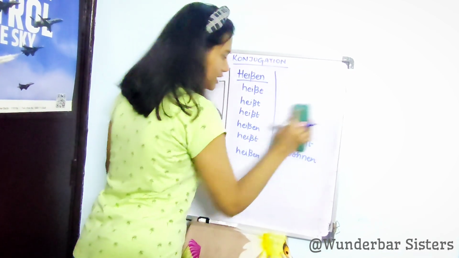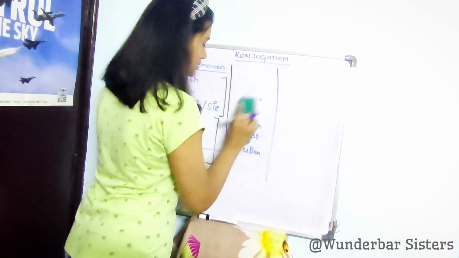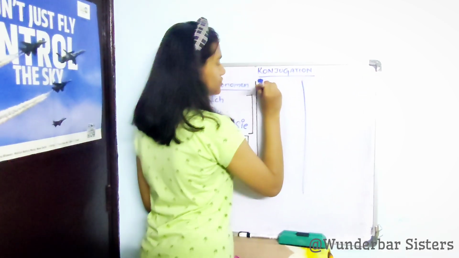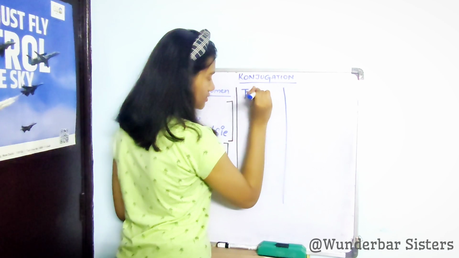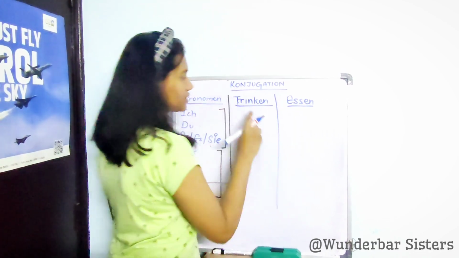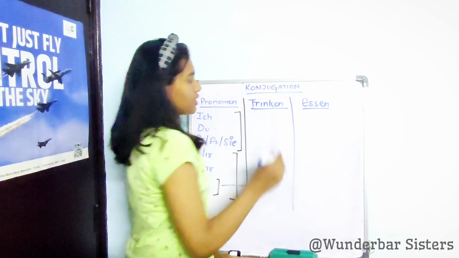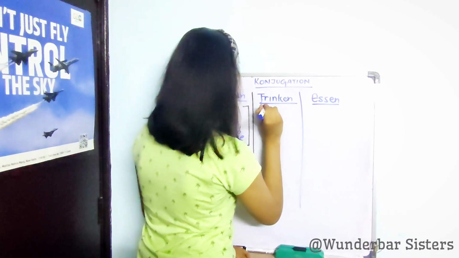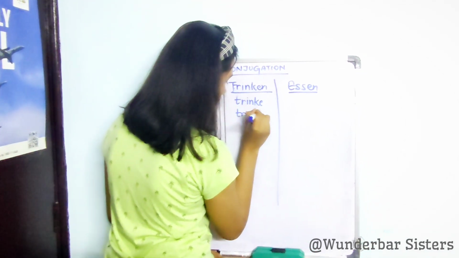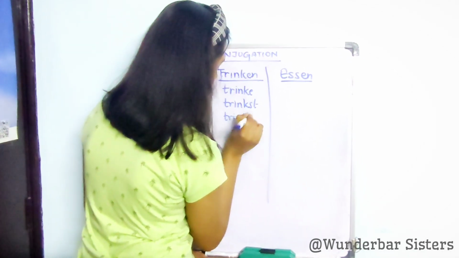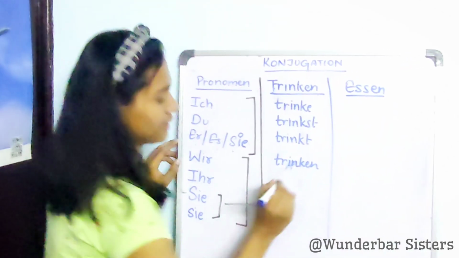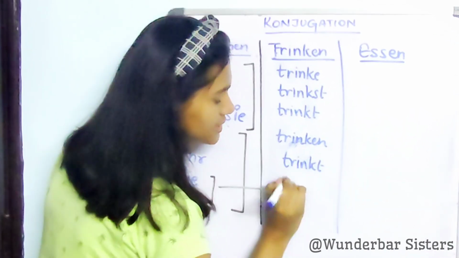Now the next I'm going to tell you is, let's say, trinken. Trinken means to drink. And then we'll do essen. Now these two verbs are trinken, which means to drink, and essen, which means to eat. So trinken also has the same conjugation. So it becomes ich trinke, du trinkst, sie es trinkt, wir trinken, then ihr trinkt, and sie trinken.